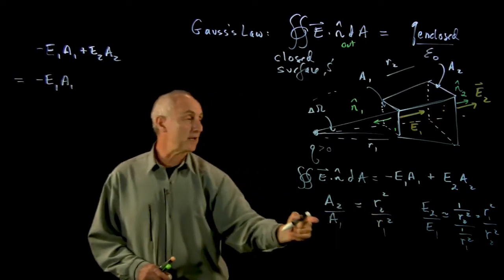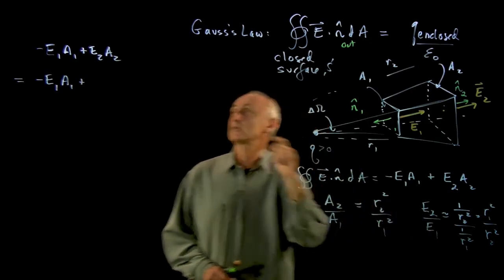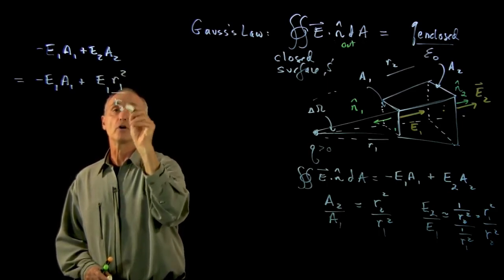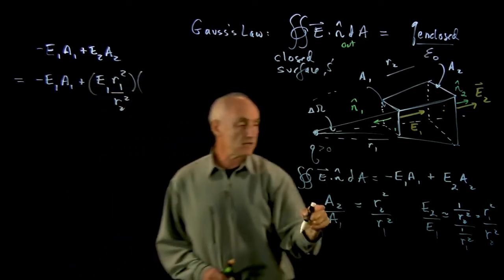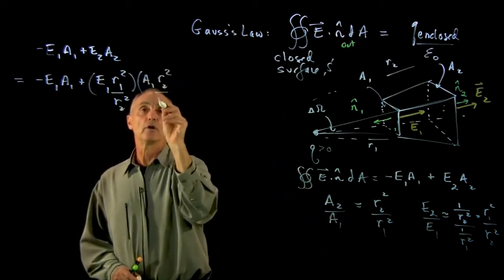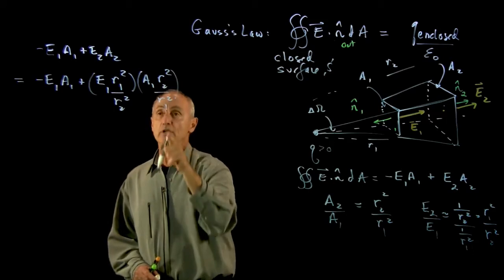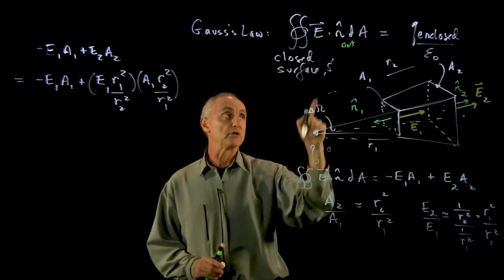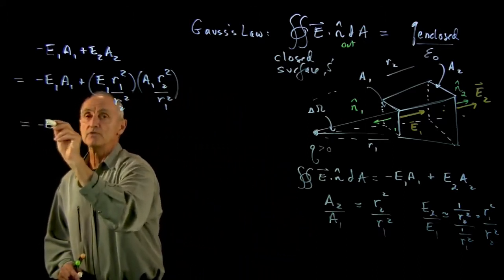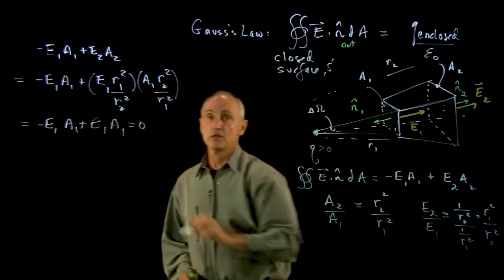And over here, we're going to make the following substitutions. E2 is equal to E1 times R1 squared over R2 squared, and A2 is equal to A1 times R2 squared over R1 squared. And now you see that all the radii cancel here. And the reason this is working, remember, is precisely because the electric field is a 1 over R squared field. What we're left with is minus E1 A1 plus E1 A1, and we get 0.